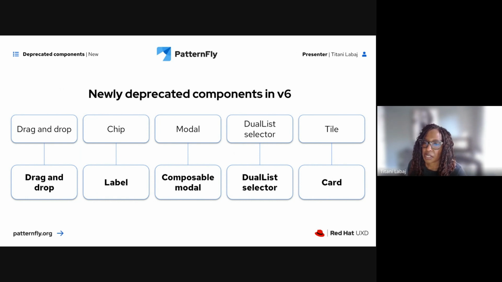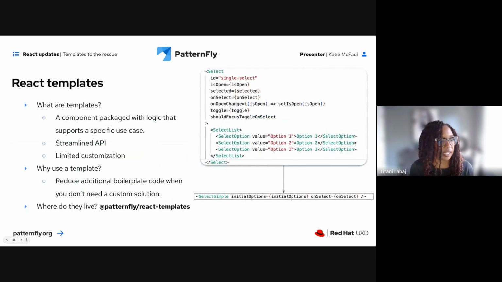So the modal, as I mentioned earlier, has been deprecated to now use the new composable modal, and the dual list selector, as I mentioned earlier as well. And the tile component has been deprecated with no replacement per se, but there is a variation of the card, the selectable card, to use in place of the tile because they're very similar. So we settled on that solution. So that's it for the newly deprecated components. Okay, so next is React templates.